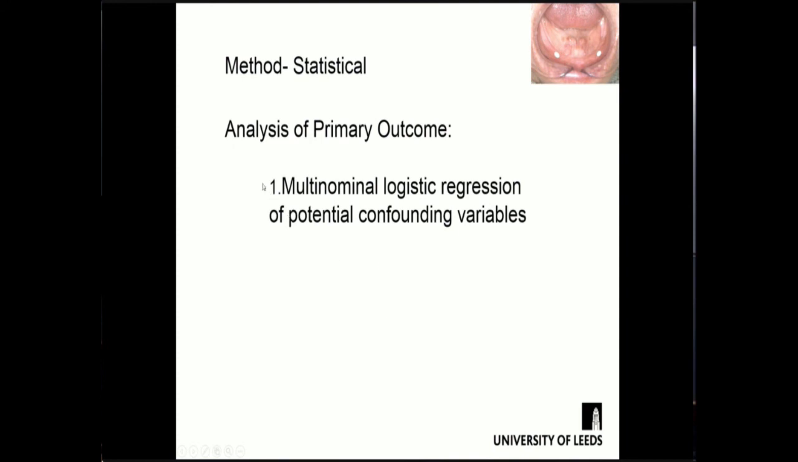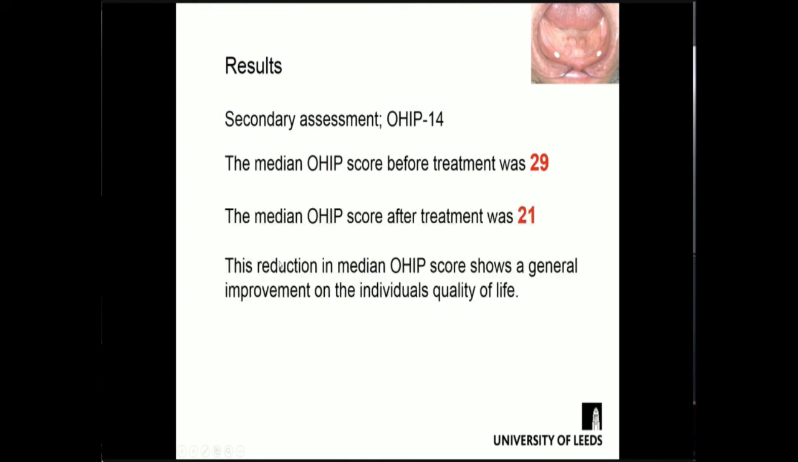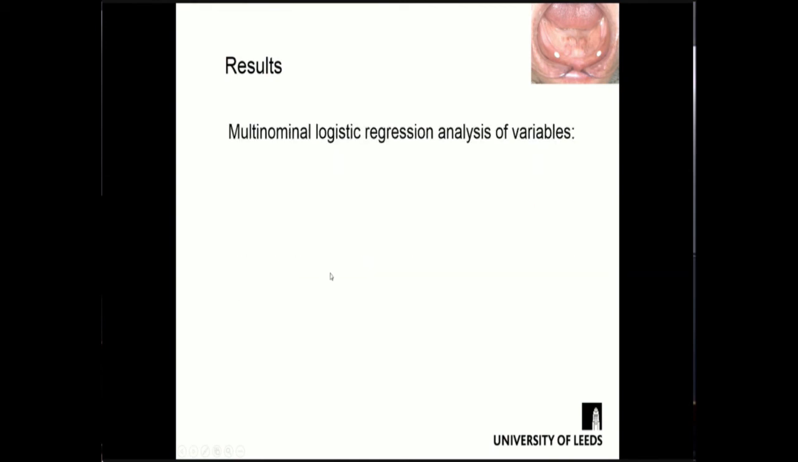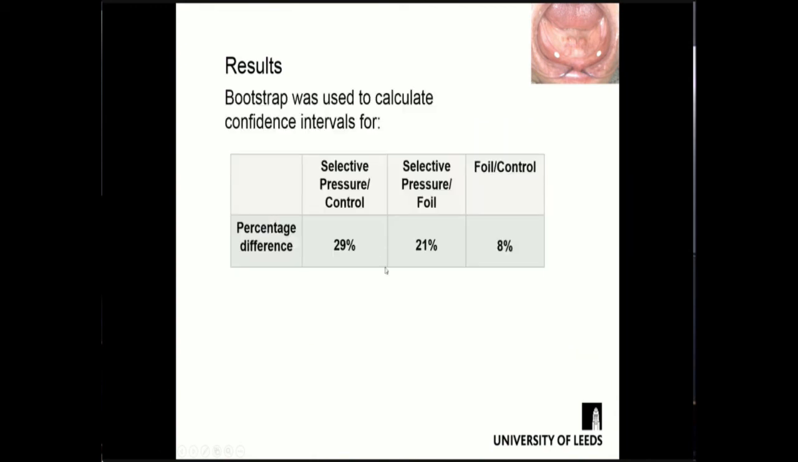We did a multinomial logistic regression of potential confounders. We did a confidence interval. That's the mean OHIP score. Okay, so the results were age, sex, which denture was delivered first. No difference in the potential confounders, sex, age, and order of delivery. Null model is preferred for further analysis using bootstrap confidence intervals, and we found a highly significant difference.